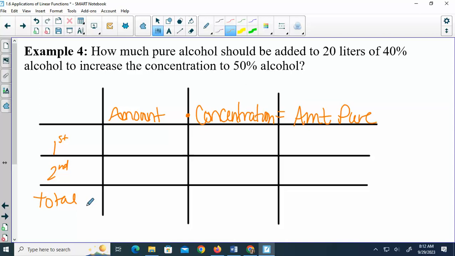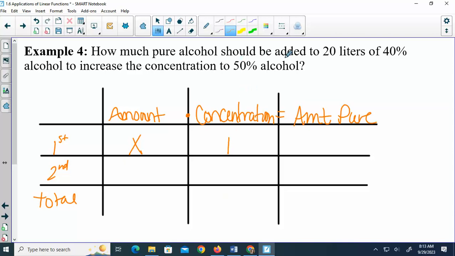All right, so now we're going to start filling in the gaps. So we start out, how much pure alcohol? So the first thing I'm dealing with is the pure alcohol. And I started out with how much. So if we don't know, what do we put? X. So the amount of my first one is an X. The concentration, if it is pure, what is the concentration? 100%. We always have to put it in decimal form, so 100% is just 1.